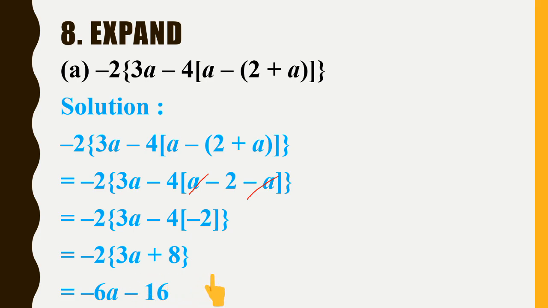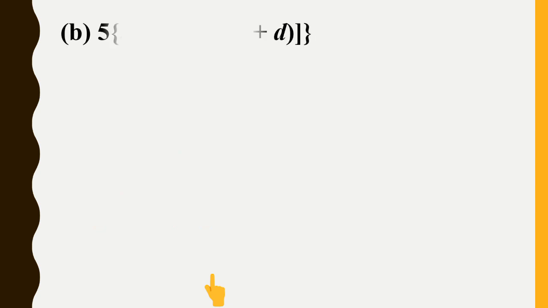Got it? Okay, the next one is part B: 5{3c - [d - 2(c + d)]}, and all brackets are closed. First of all we will remove the innermost bracket, the braces, and then we will solve the square bracket, and then the curly brackets.